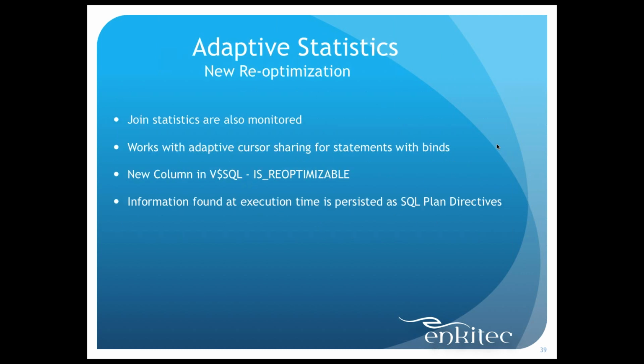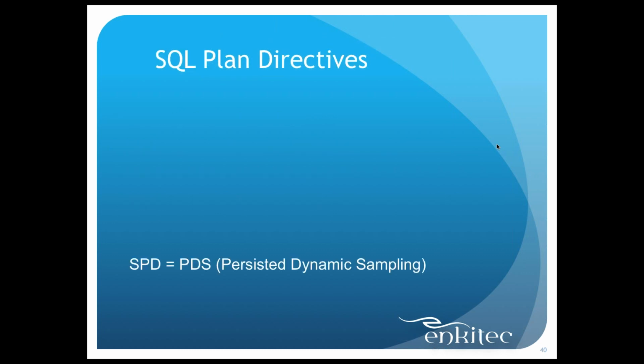So in 12, join statistics are also monitored, and the data is persisted, right? So we don't have to rediscover it every single time. So the way they do that is with SQL plan directives, which brings us to talking about SQL plan directives.